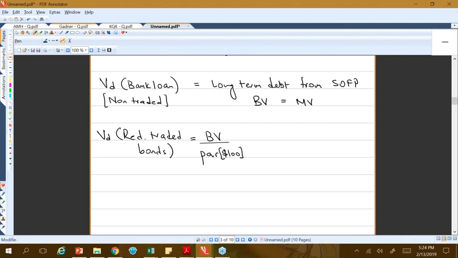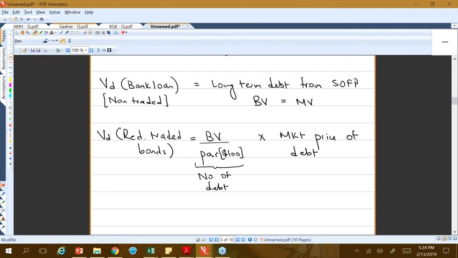So the debt is broken down into units of $100. So we'll take the book value, divide by par value, which will be $100 in our exam, and we'll multiply this with the market price of the debt. And then that's it. So book value over par value, which is $100, will give us the number of units of debt. And that number of units of debt is multiplied with the market price of debt to arrive at the value of debt of the redeemable traded bonds.